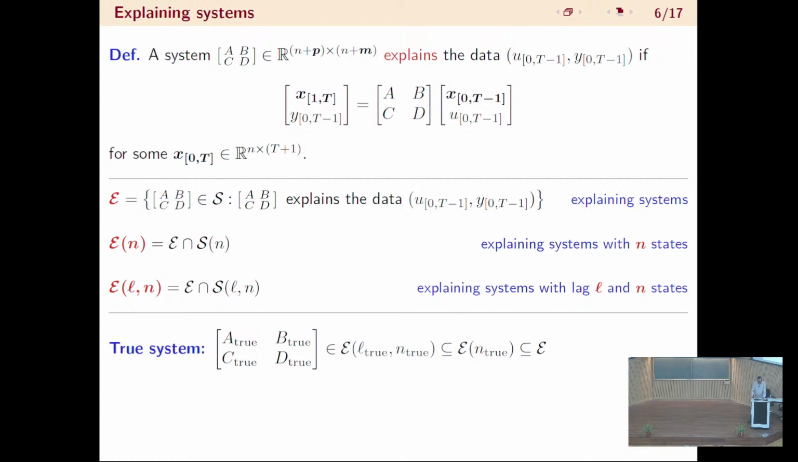Well, obviously it is impossible to identify A true, B true, C true, D true, right? We can only hope for finding A, B, C, D that is similar to the true quadruple. Because we measure only the input and the output. If I make a similarity transformation on the true system, it's going to generate the same data, right? Therefore, I cannot distinguish between A true, B true, C true, D true, and any other system similar to the true system.